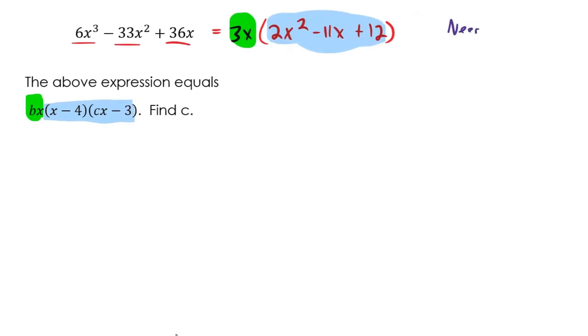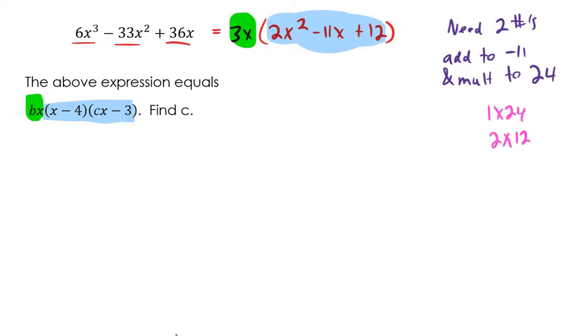We need two numbers that add to b. They need to add to negative 11 and multiply to AC, which is 24. And so once again, our factors of 24. So those are all the factors of 24. And which of them can add to 11? That's going to be 3 and 8.